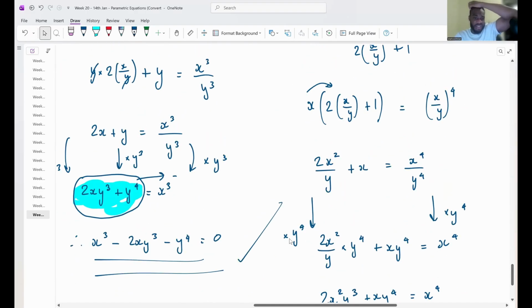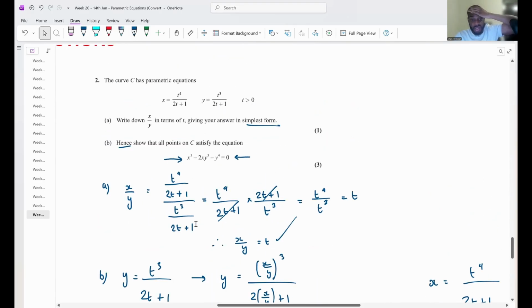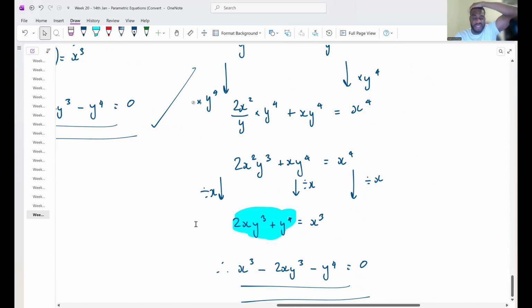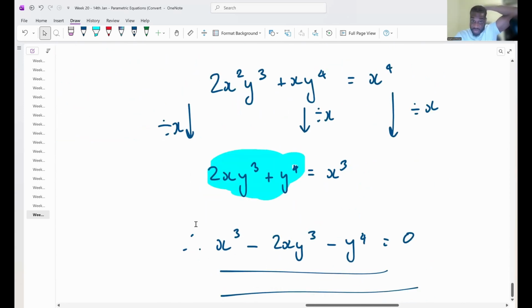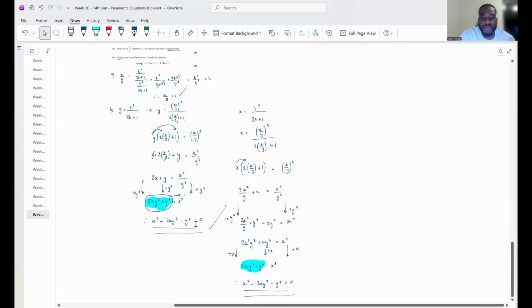Which one is quicker? I'd say putting it into y is quicker because here you've got to divide through by x. But it's not that difficult to be fair. But yeah, you can do it both ways. Does that make sense, guys?